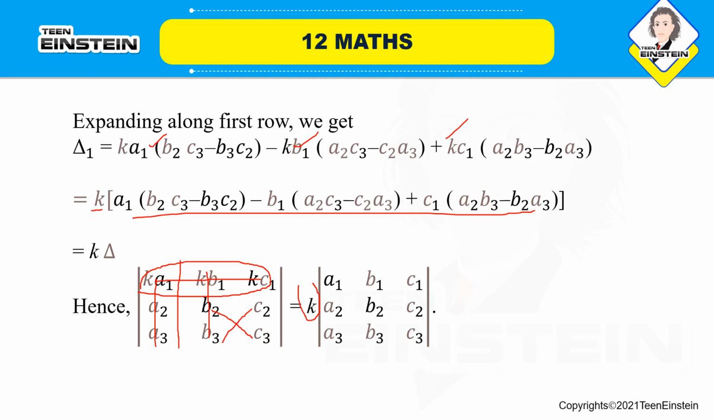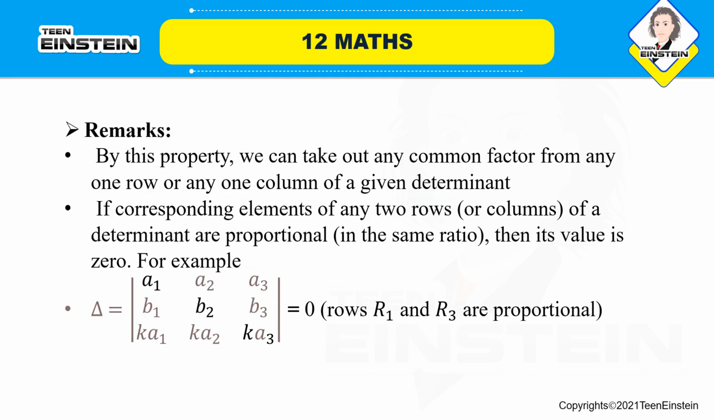This is property number 4. By using this property, from property 4 we have arrived at these remarks. What are the remarks? By this property we can take out any common factor. So using this property, we can take the common factor outside from any one row or any one column of a given determinant. So that is the first point here.